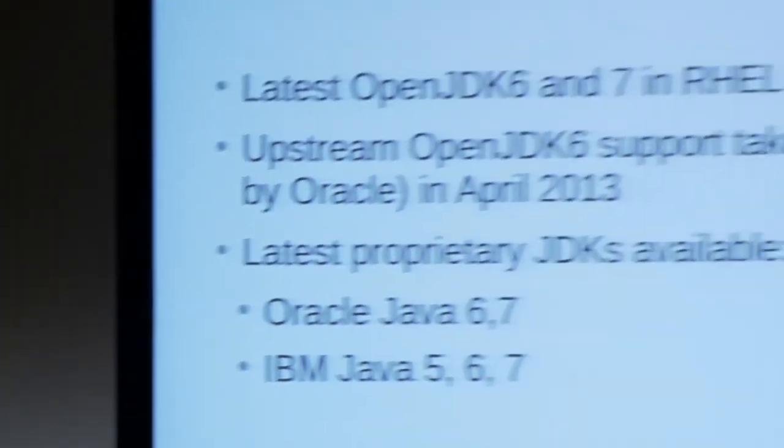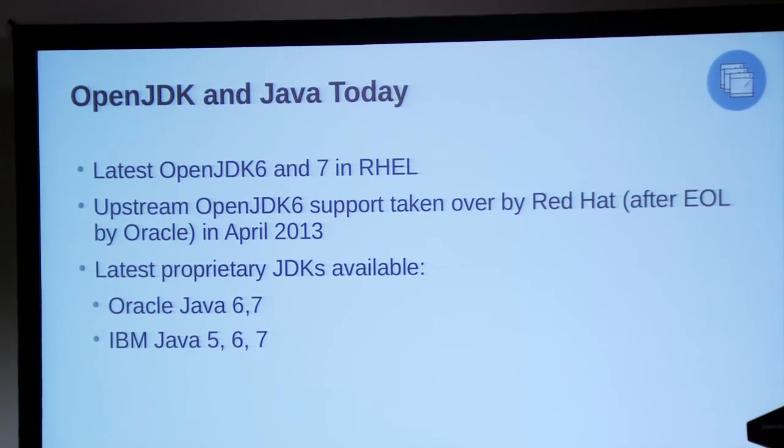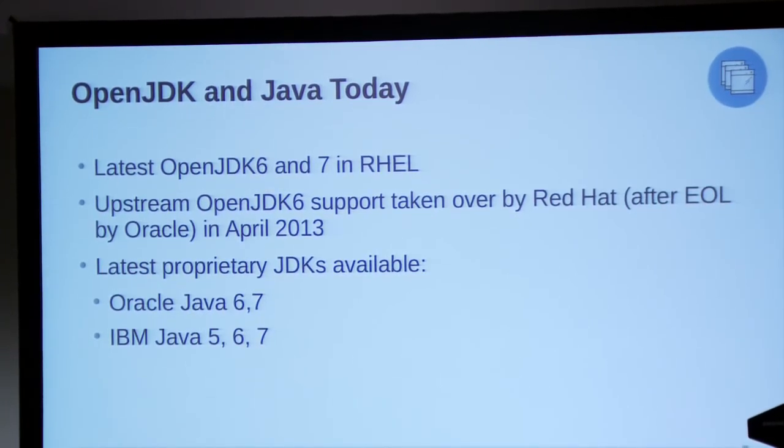Red Hat is a major contributor to the OpenJDK project, and we have OpenJDKs 6 and 7 in RHEL. Now, last year, when Oracle declared OpenJDK 6 end of life, Red Hat assumed responsibility for OpenJDK 6 in the upstream, and you'll continue to find support for OpenJDK 6 in RHEL from Red Hat. Alongside that, we have support for a number of the proprietary JDKs. They're available too. So we have Oracle Java 6 and 7, and IBM Java 5, 6, and 7.